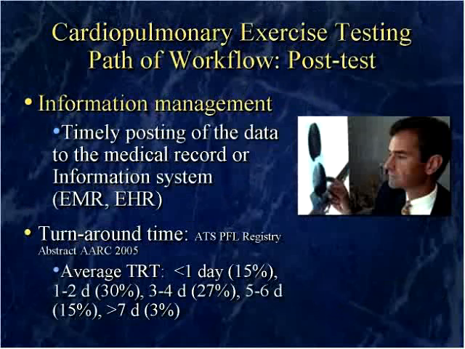This isn't necessarily related to cardiopulmonary exercise testing, but the ATS, through their Pulmonary Function Lab Registry, looked at turnaround time of reports within laboratories and reported that data at one of the AARC open forums in 2005. The average turnaround time was less than a day for some institutions to greater than 7 days for others. And in this scatter, there was even a place that they averaged over 10 days to get their reports to the medical record.